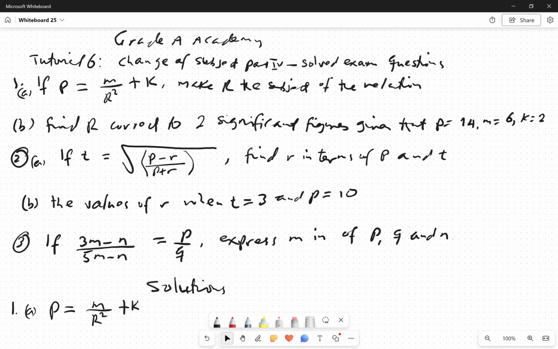So with the knowledge that we have, we are equipped with the requisite skill to be able to solve every problem regarding change of subject. So we do a couple and then the rest you can try on your own.